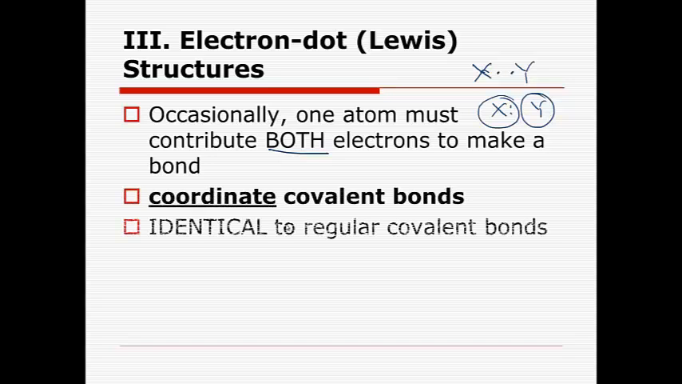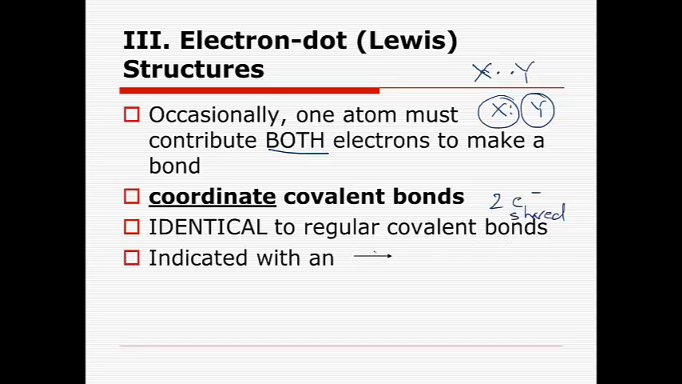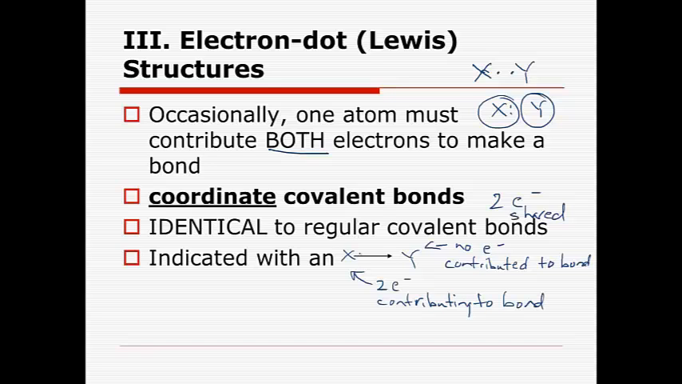Okay, these are identical. These are still made up of 2 electrons. They're still shared. They still belong to both X and Y. Okay, and you indicate them with, instead of drawing a line, you draw them with an arrow. Okay, and it points to the one that did not donate any. No electrons are being contributed to the bond. Okay, and then X would be sharing 2 electrons. So there's still 2 electrons being shared between X and Y. Both of them come from X. Y doesn't share any.